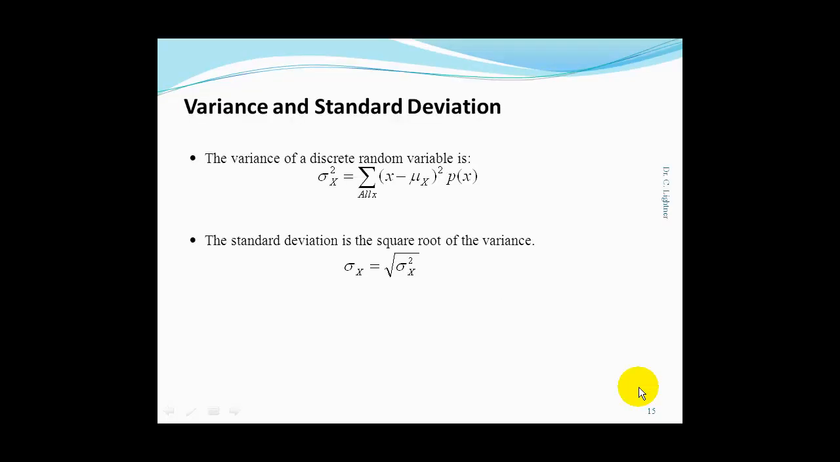Here we have the formula for computing the variance of a discrete random variable x. And as always, once you have the variance, the standard deviation can easily be obtained by taking the square root of the variance. These formulas can easily be computed by setting up the proper tables.